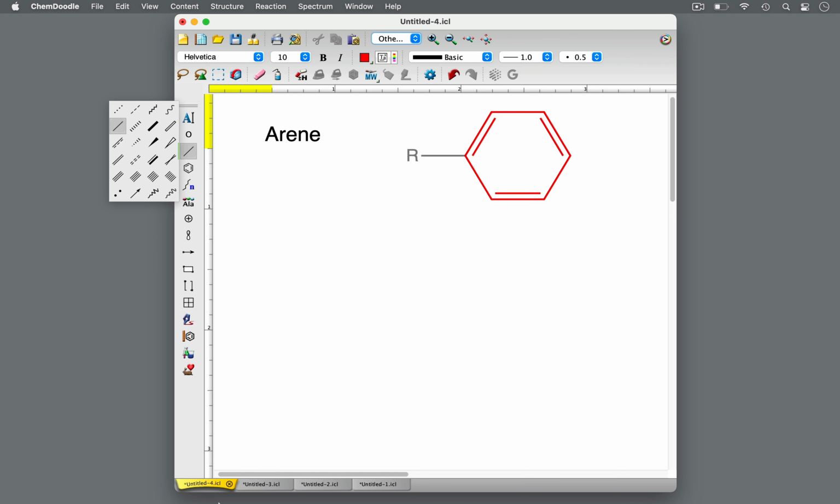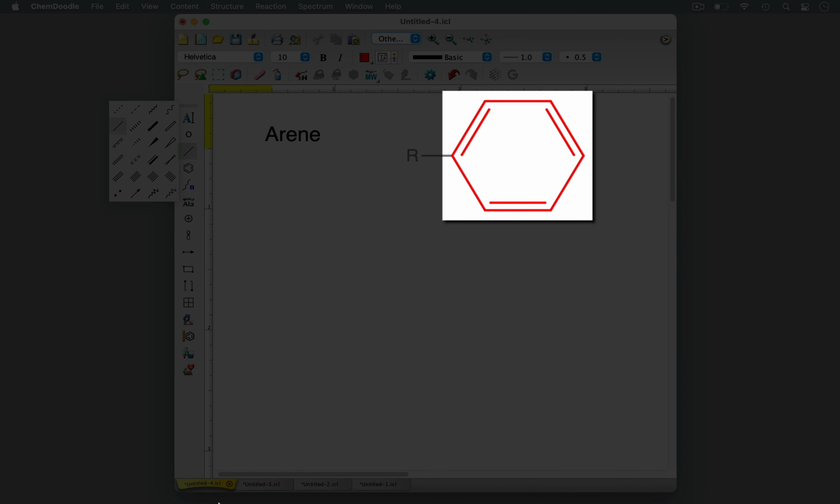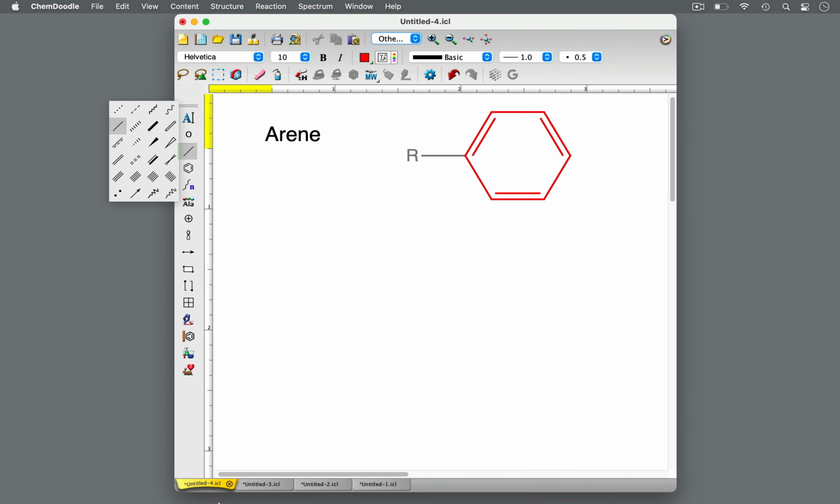Last, an arene is an aromatic hydrocarbon. The carbon atoms form a ring, and there are alternating single and double bonds between the carbon atoms. The most common arene you will likely encounter is benzene, which has 6 carbons.